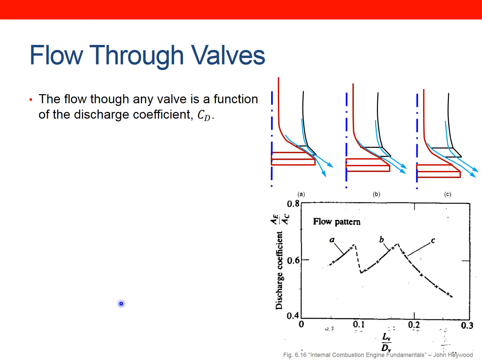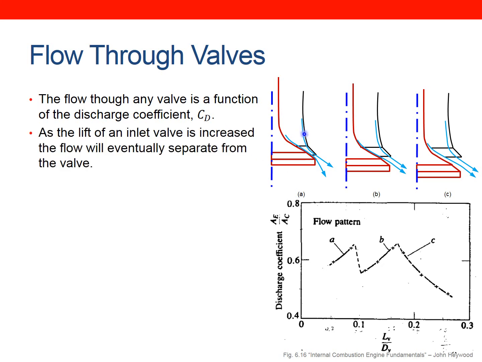Okay, now the flow that you get through that area won't necessarily be the flow that you get, and this is because for any flow through any nozzle or any pipe, there's some associated discharge coefficient, and a discharge coefficient is the actual flow that you have divided by the theoretical flow that you could have. And I've got three kinds of valves here to show that.